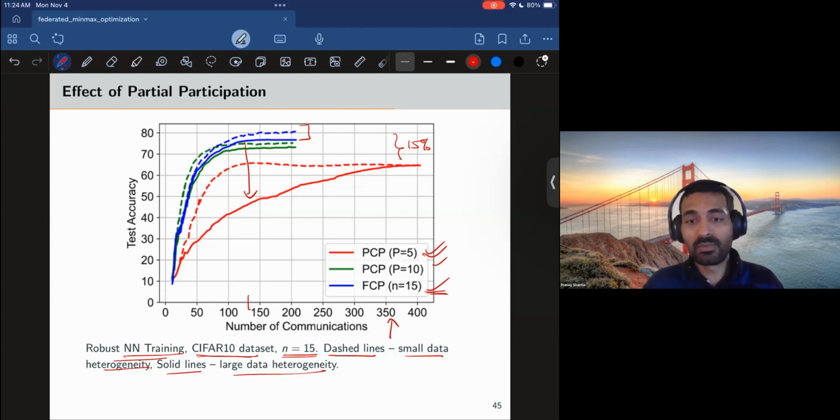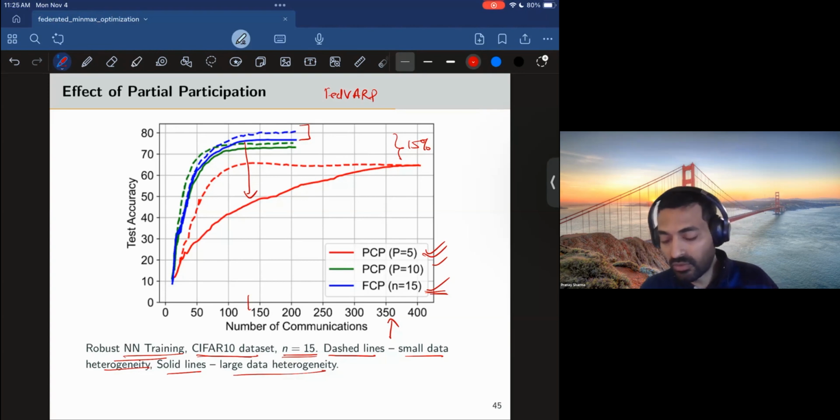So it turns out partial participation is actually a very significant source of error. I think you must have seen the algorithm FedWARP in one of the previous lectures. The insight in FedWARP was that partial participation is the most significant source of error in FedAvg. And it turns out for min-max problems, the same is true. So partial participation is really hurting us, and we want to understand what we can do about it, when we can do something about it, when we cannot do anything about it, and so on.